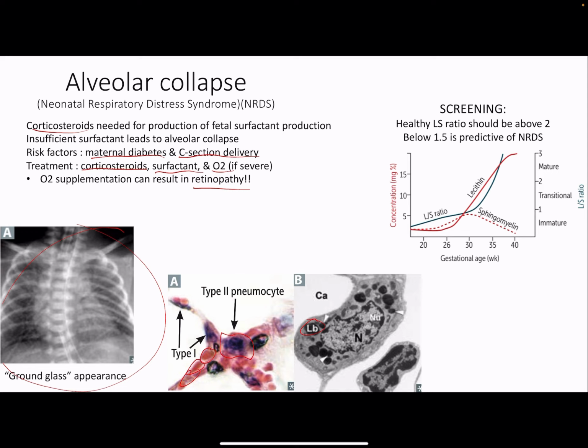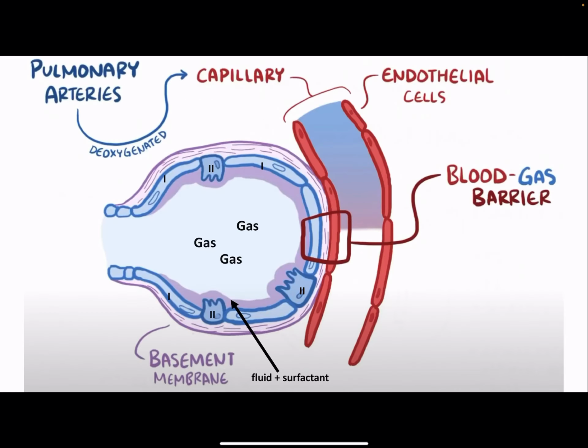Surfactant is produced from lecithins, which is really just a phospholipid. We can look during gestation and see that the lecithin to sphingomyelin ratio should be above 2. If it's below 1.5, this might be predictive of NRDS. So again, below 1.5 means we don't have enough lecithins, which means we're probably not producing surfactant, which means maybe we can provide supplemental exogenous corticosteroids to the mother.